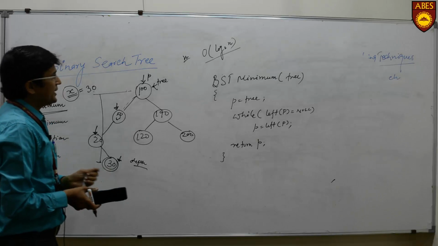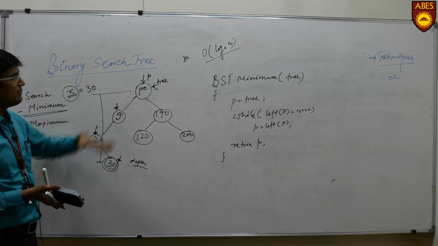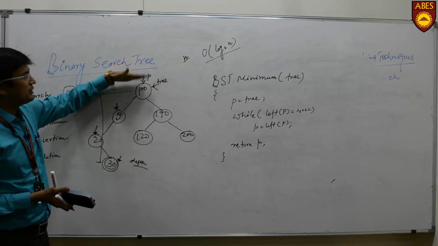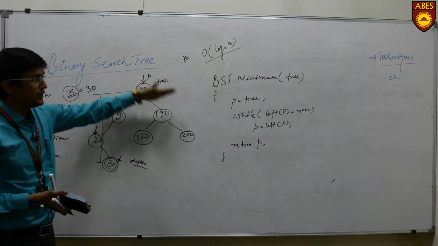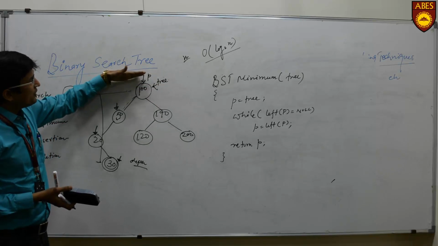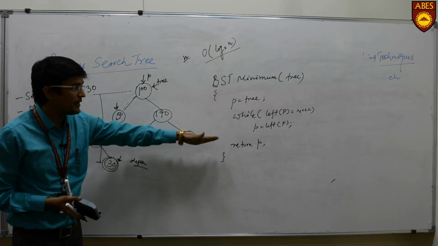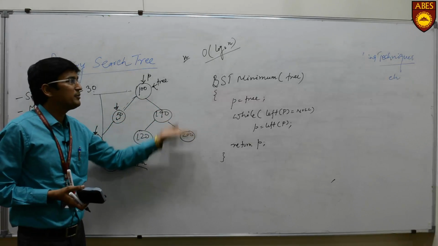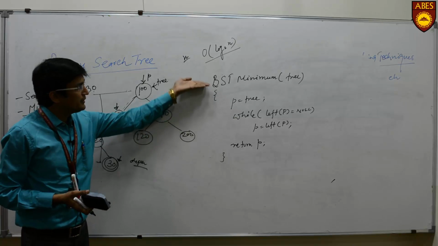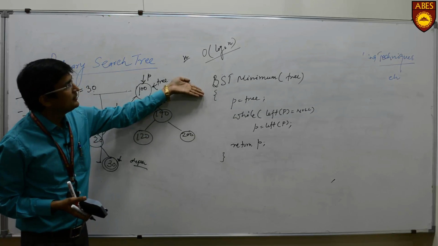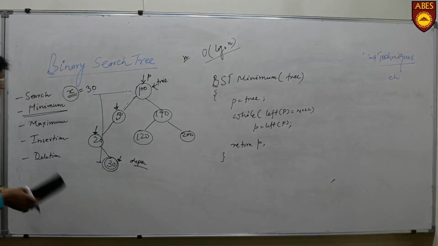Similarly, we can find out the maximum also. In the maximum operation, we will start from the root node. Since the maximum element or the larger element can be found towards the right only, the tree will guide us to go to the right, go to the right, go to the extreme right, and the element on the extreme right will be the maximum information. So in this algorithm, we just change left to right and it becomes the maximum algorithm.